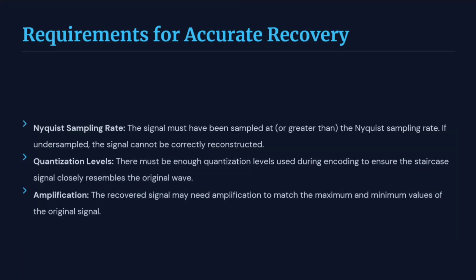Accurate PCM demodulation depends on a few important conditions. First, Nyquist sampling rate. The original signal must have been sampled at least at the Nyquist rate. If undersampling occurs, the signal cannot be reconstructed correctly. Second, sufficient quantization levels. More quantization levels result in a staircase signal that more closely resembles the original waveform. Few levels cause higher quantization error. Third, amplification. The recovered signal may need amplification so that its maximum and minimum values match the original analog signal.